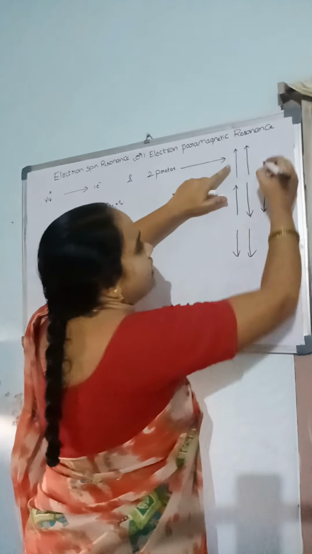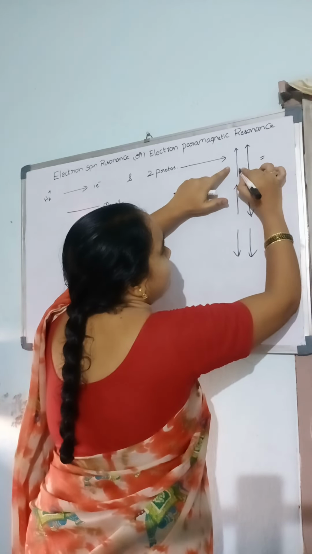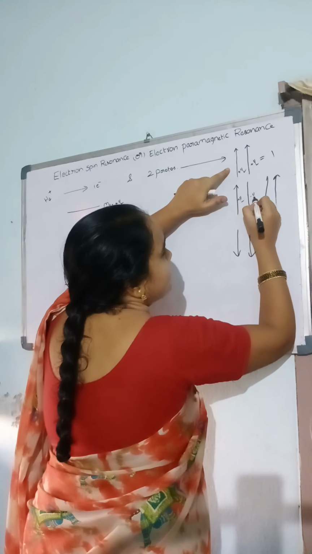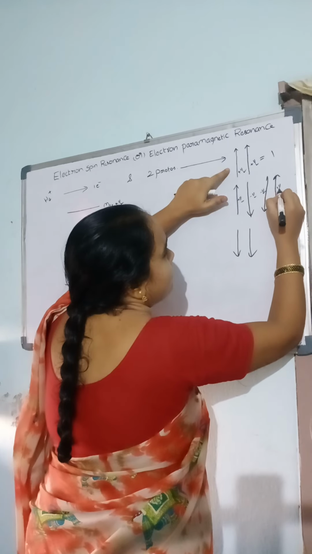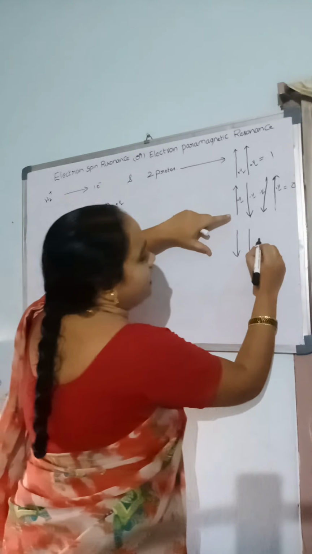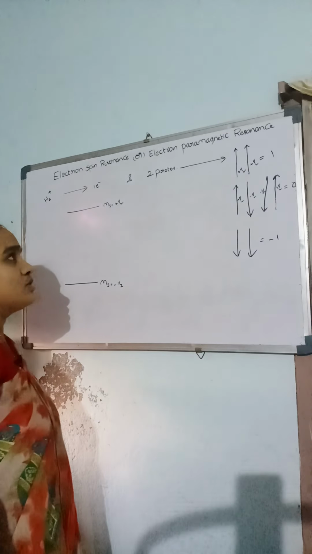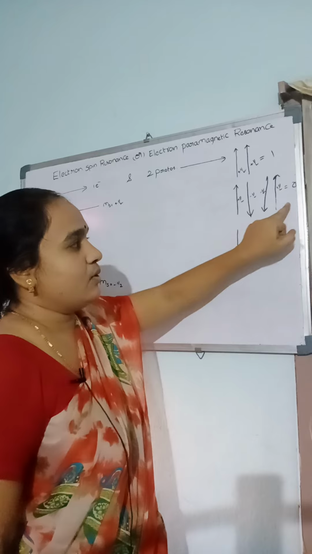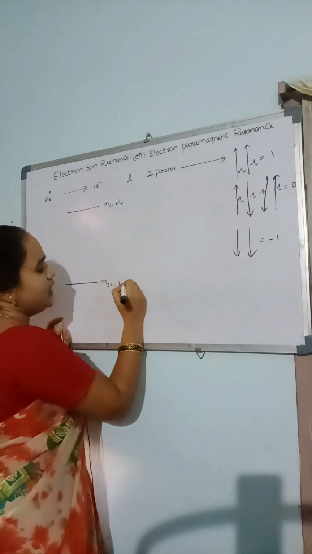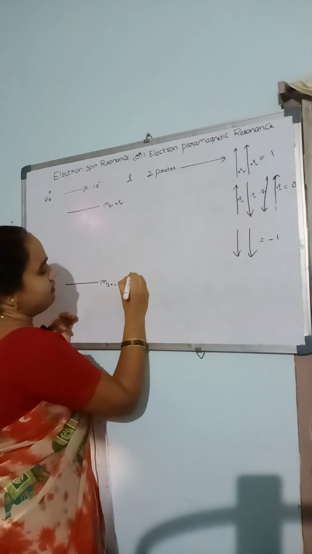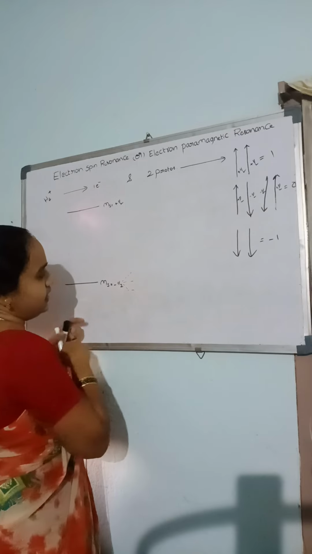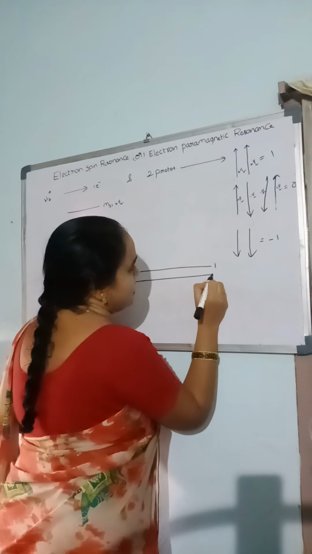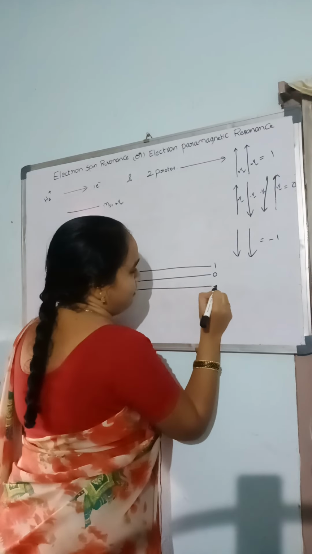So here the resultant spin is plus half and plus half, that is 1. Here plus half and minus half, the resultant spin is 0. Here it is minus 1. So for the two protons, the resultant spin is 1, 0, minus 1. So each spin state is further split into three different states having mI values 1, 0, minus 1.